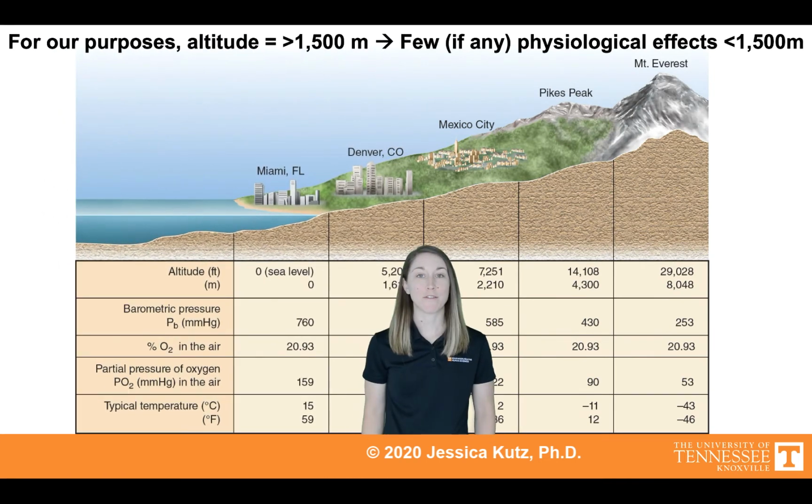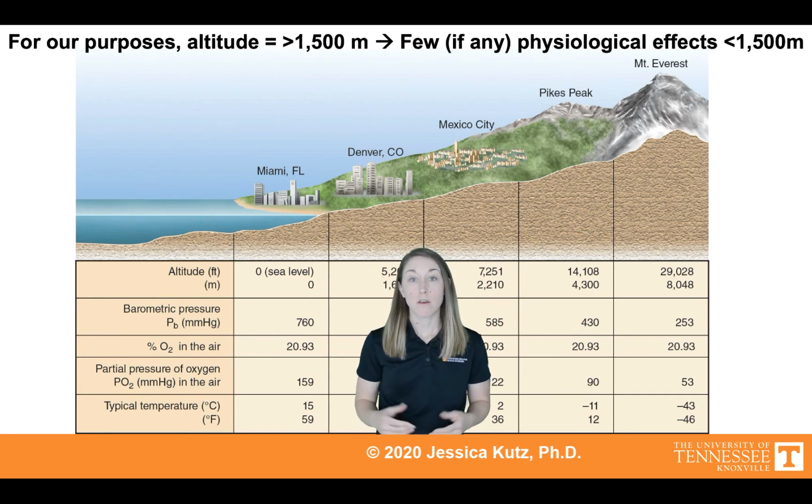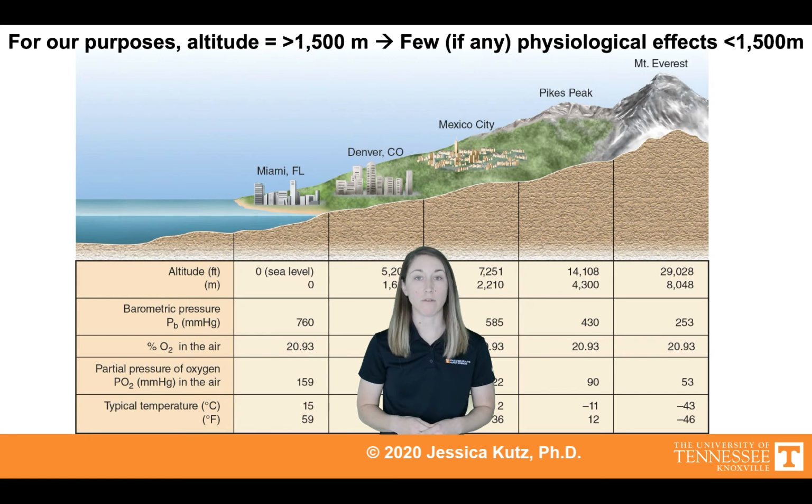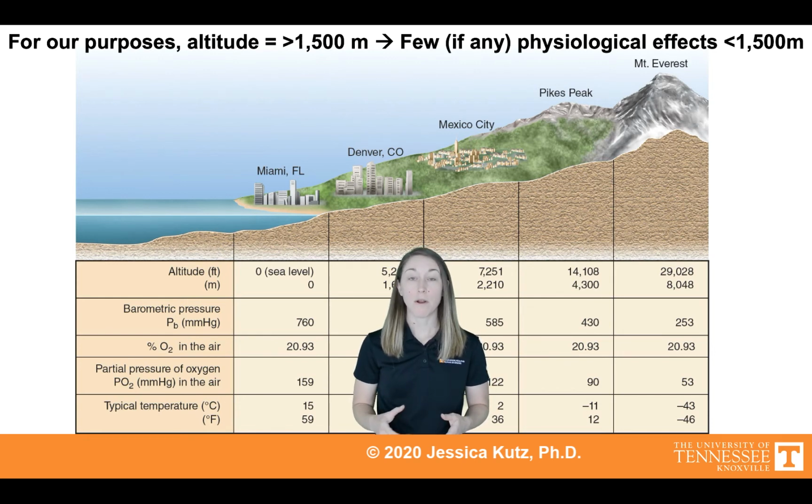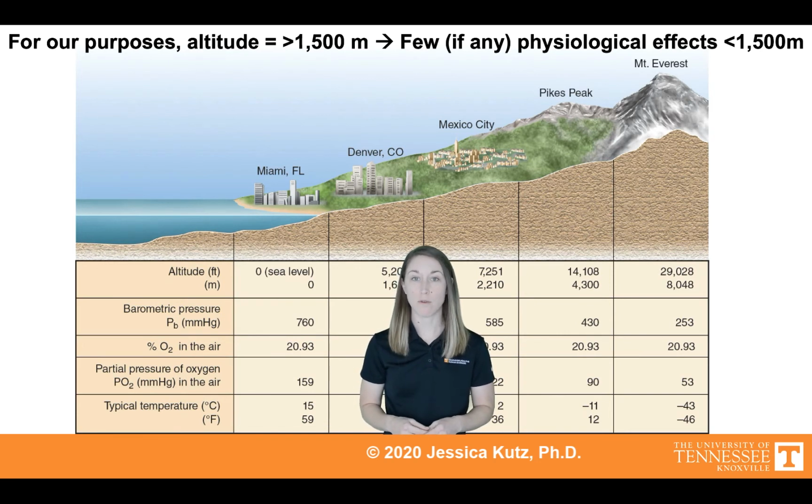Now everybody knows the name of this last peak, which is Mount Everest, an iconic climb for most alpinists. Mount Everest sits at 29,000 feet, which is roughly just over 8,000 meters. And it is quite a feat to be able to climb Mount Everest without using any supplemental oxygen. Why is that such a feat? The barometric pressure at the top of Mount Everest is down to 253 millimeters of mercury, which means our partial pressure of oxygen is just 53 millimeters of mercury.